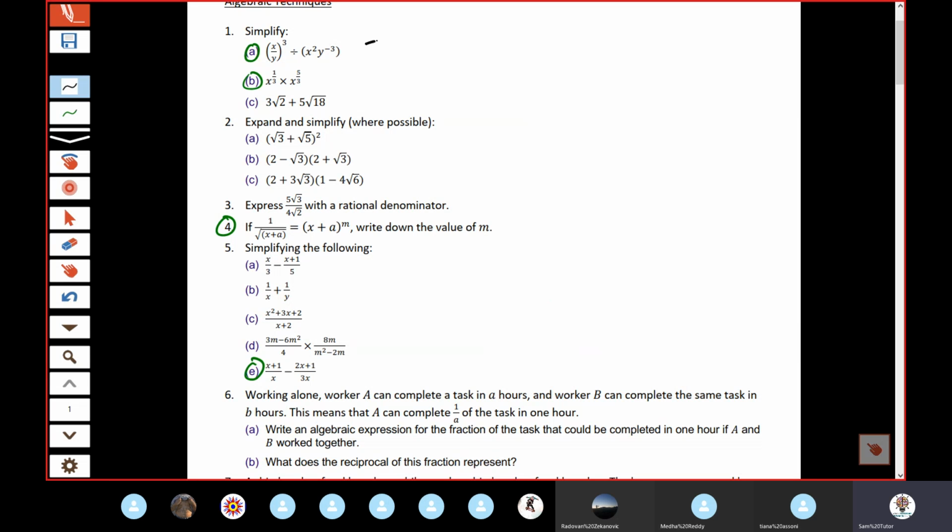This one becomes x cubed on y cubed. Divide x squared on y cubed, because y to the negative 3 is y to the 3 in the denominator. And then x cubed on y cubed. You don't have to do that. Even if you got the right answer using your own method, whatever it was, it's fine. The answer should be x.